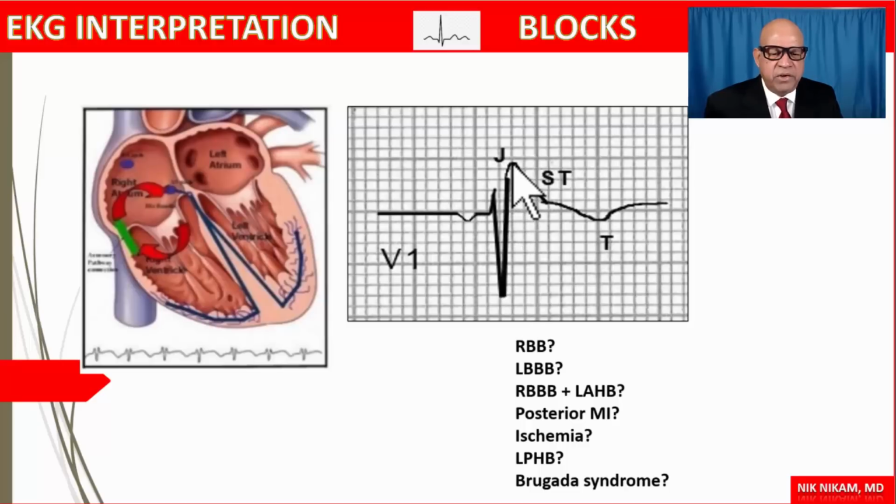Now we have elevation of the J point with a downsloping ST segment which blends into the T wave. This is a characteristic finding that we associate with Brugada syndrome, which is a condition which leads to right ventricular outflow tract pathology associated with ventricular arrhythmias. And we're going to look at some examples of this condition.